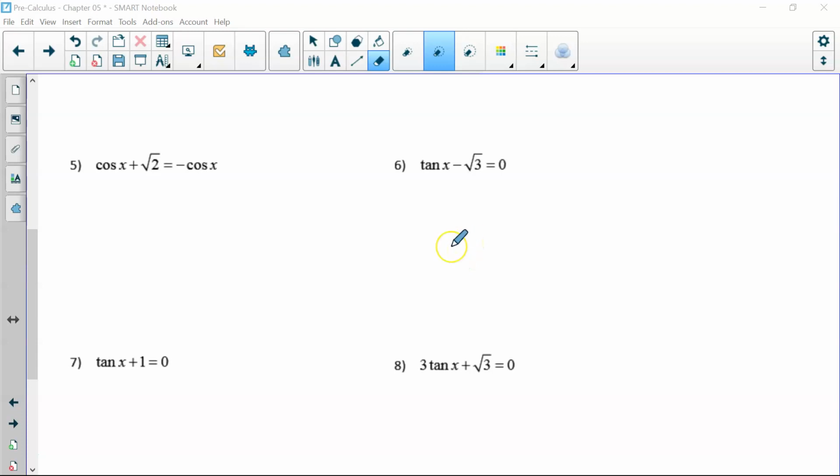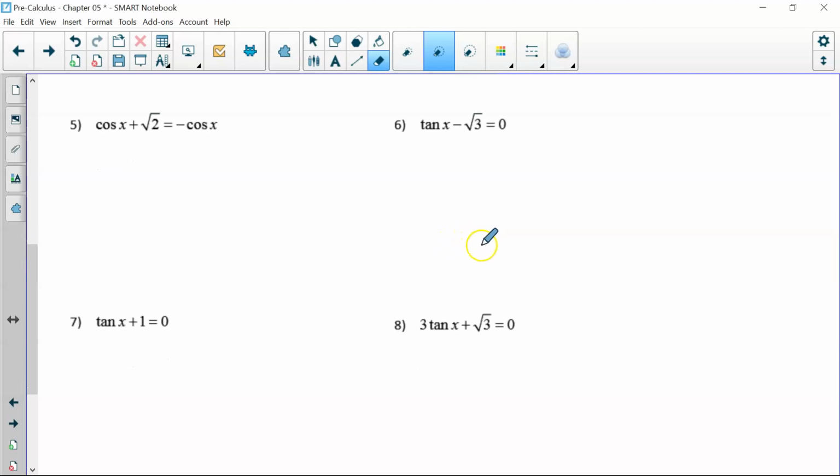Welcome back to section 5.3. Now we're going to discuss tangent. Now keep in mind, the period of tangent is pi. So looking at problem number 6, everything still kind of stays the same. We're going to add root 3 to both sides to isolate. So the tangent of x equals root 3.